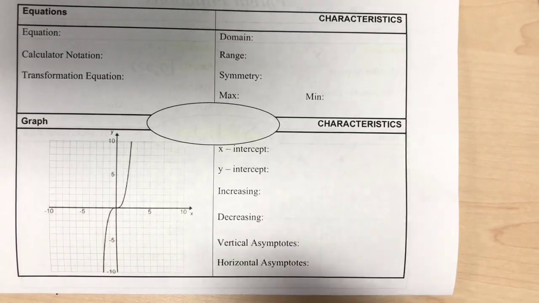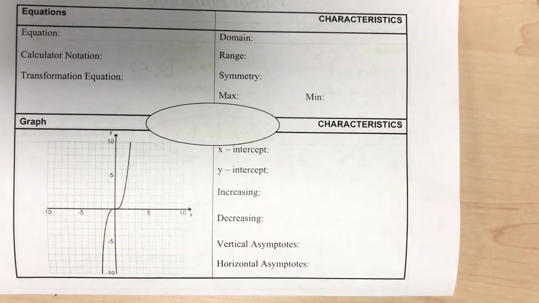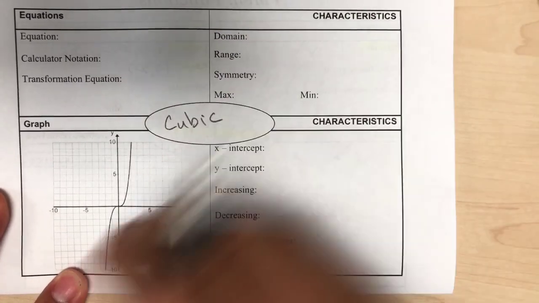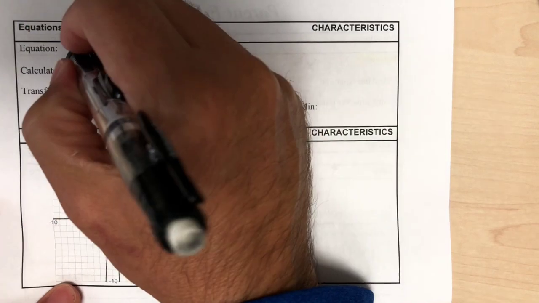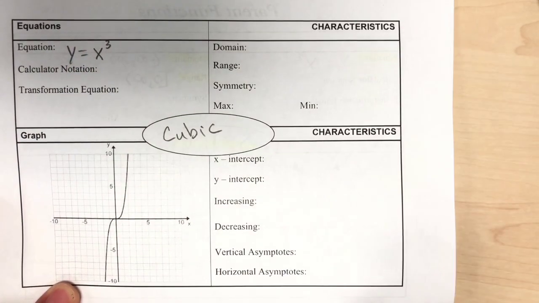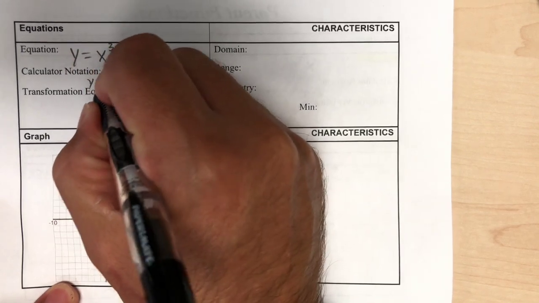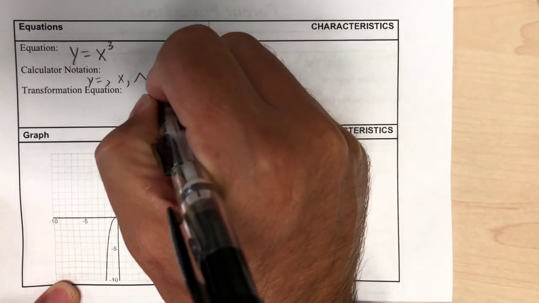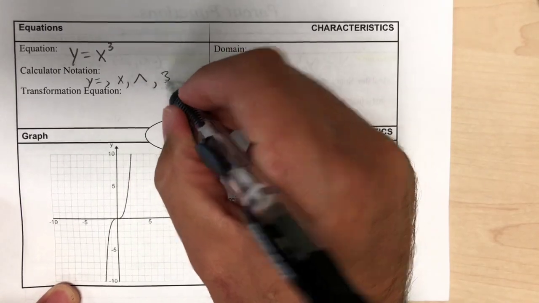All right, our next graph is this funky looking one. This is called a cubic function. That equation is y equals x cubed. On the calculator, you would hit y equals, the x button, the caret button, and then 3.